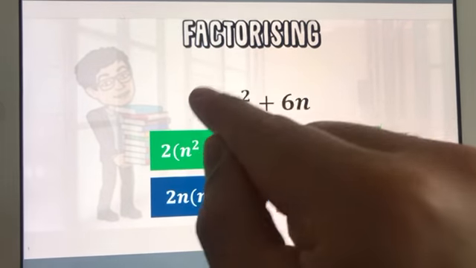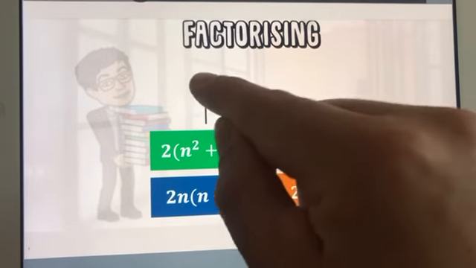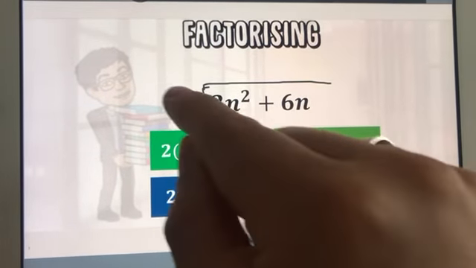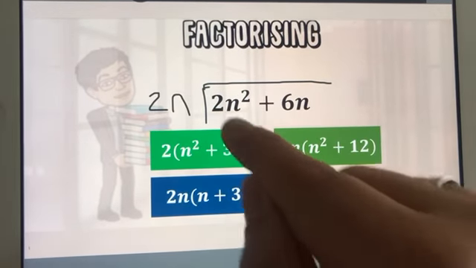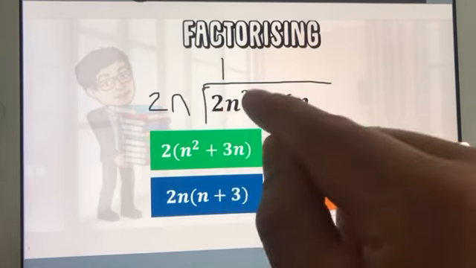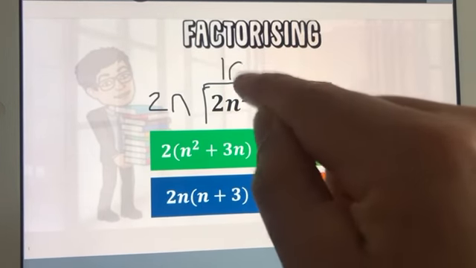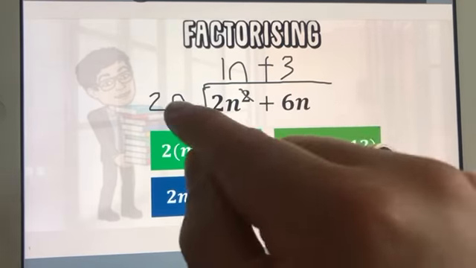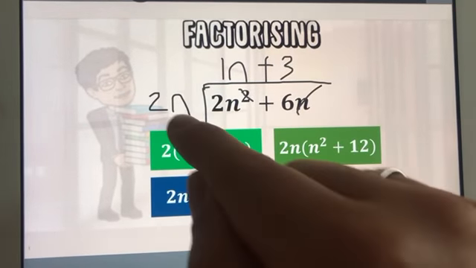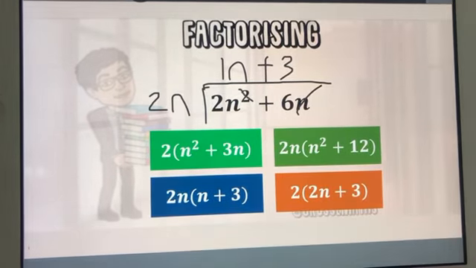Right guys, so for this one, set my bus stop up again. I can take a 2 out the front, and I can take an n out the front, because there's n squared there and 1n there. 2 divided by 2 is 1. N squared divided by n cancels one of the n's out, leaving you with 1n. Plus goes in the middle. 6 divided by 2 is 3. N divided by n cancels. So my answer is 2n on the outside, n plus 3 on the inside. That is bottom left again.